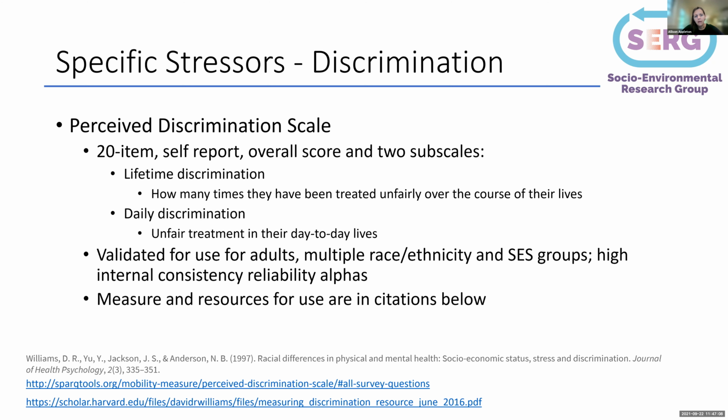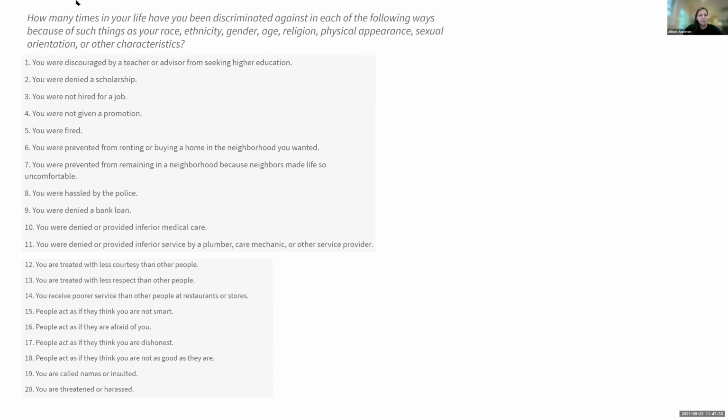So this instrument has been validated for use among adults, multiple racial, ethnic, and SES groups, and has demonstrated high internal consistency reliability, alphas, and good validity. The citations at the bottom provide the measure itself, resources to use for administering this, and also information on scoring, but also information on validity and so forth. On the next slide, I have the scale itself. So you can see that it's a 20-item questionnaire, and the lead-in is at the top.